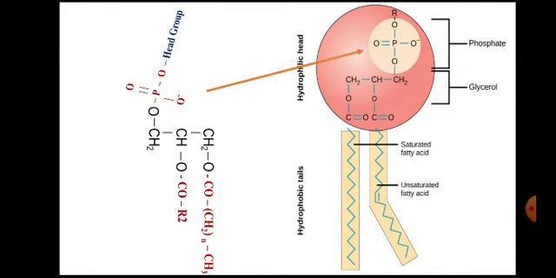So this is the hydrophilic head and hydrophobic tail. Therefore we call this molecule an amphipathic molecule. An amphipathic molecule is a molecule that contains a polar group as well as a non-polar group. This is the complete structure of phospholipid.